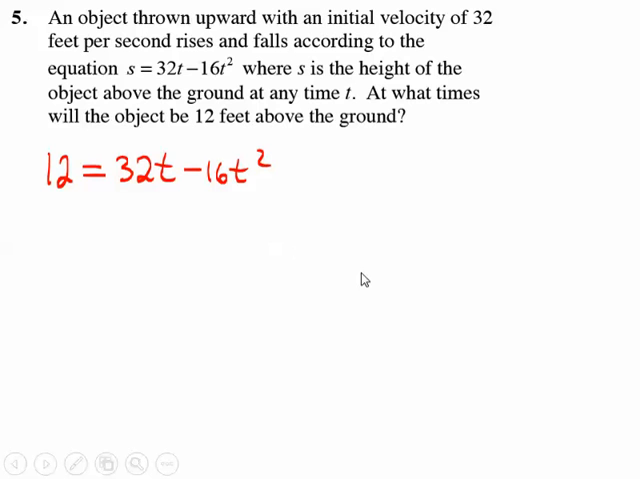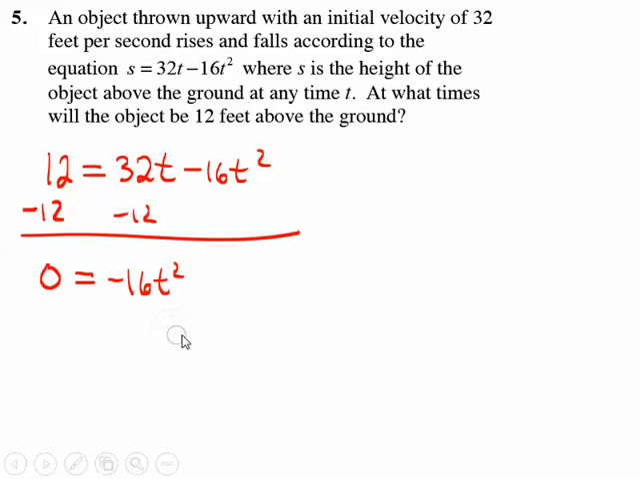Okay, and we got to set it equal to 0. So what should we do? I'll subtract 12 here from both sides. Okay, a few things I want you guys to notice. First of all, I don't like the fact that the t squared is all the way over here. I like to go in what's called standard form. So let's bring the t squared first, then the t, then the 12. And we got this little problem here.